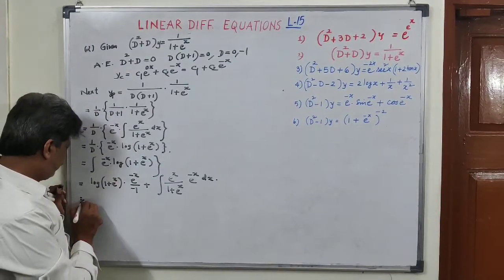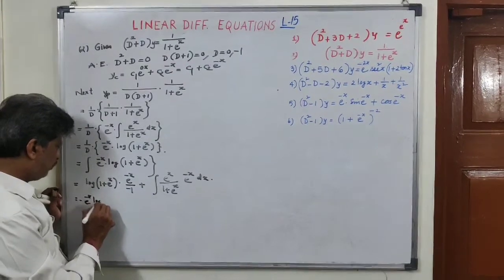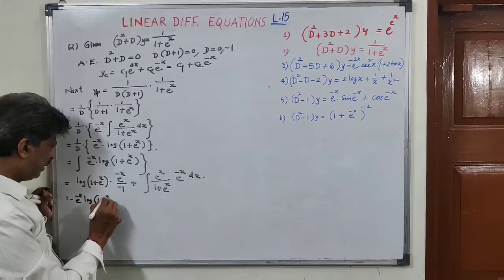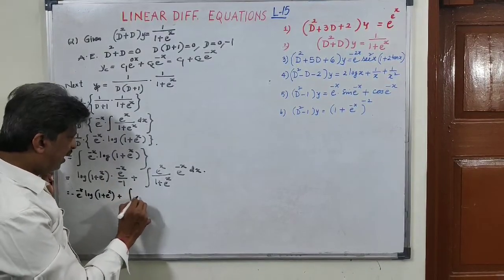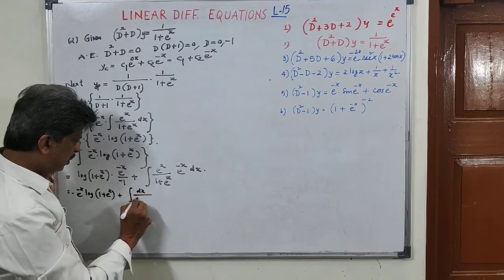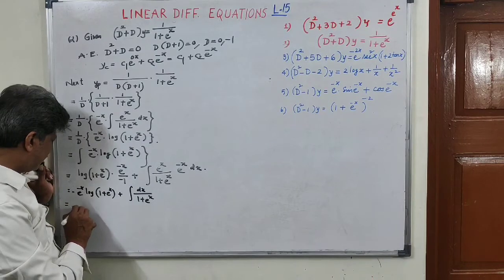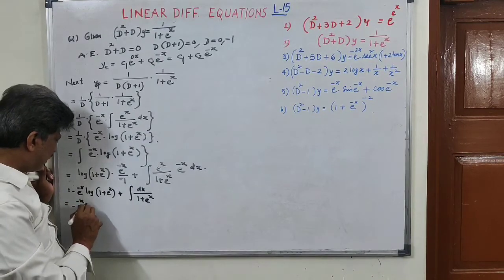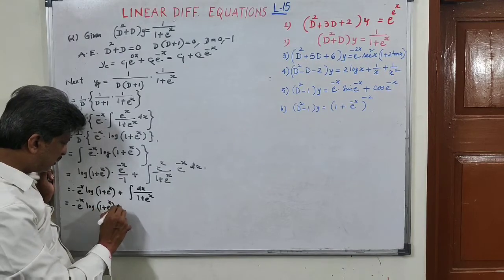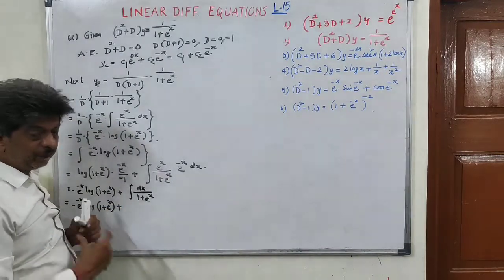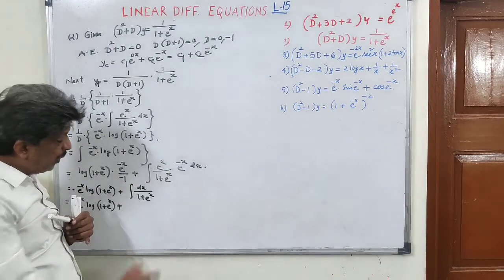So that is equal to minus e raised to power minus x into log of 1 plus e power x plus integral dx upon 1 plus e power x. That is further equal to minus e raised to power minus x log of 1 plus e power x plus. Now how to integrate this? This is a very famous integral.